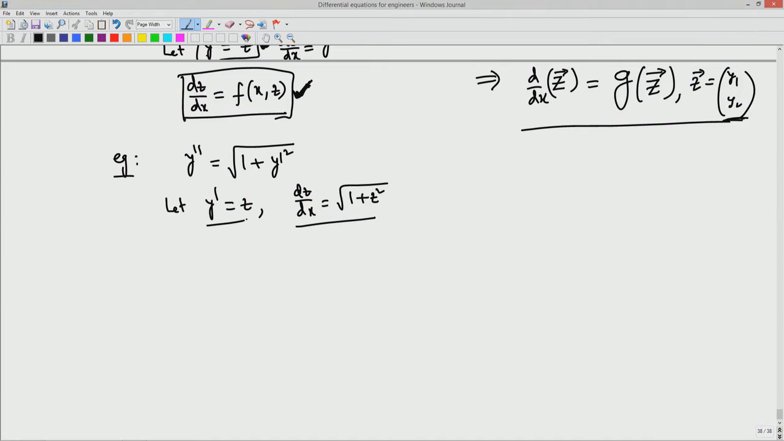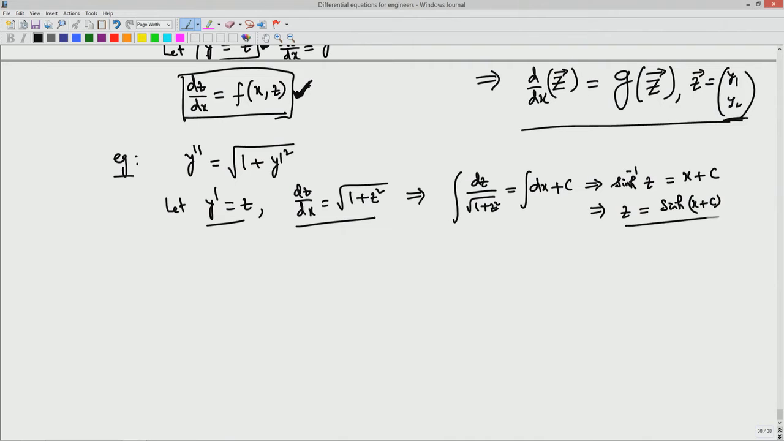Okay. Then I can solve this. First let me solve this. This implies dz by square root of 1 plus z square equal to dx. I can integrate both sides and write the arbitrary constant. So this implies this is actually sine hyperbolic inverse of z equal to x plus c. This implies z equal to sine hyperbolic x plus c.